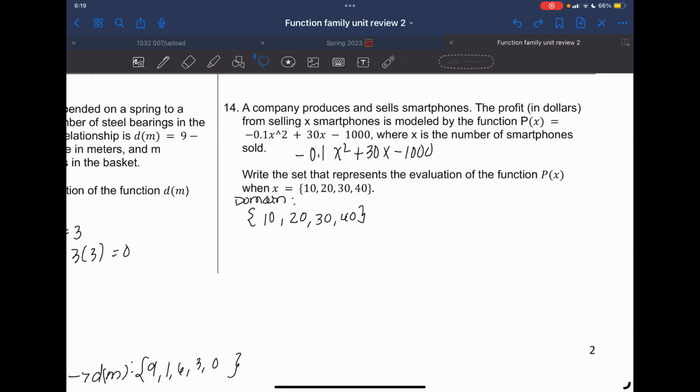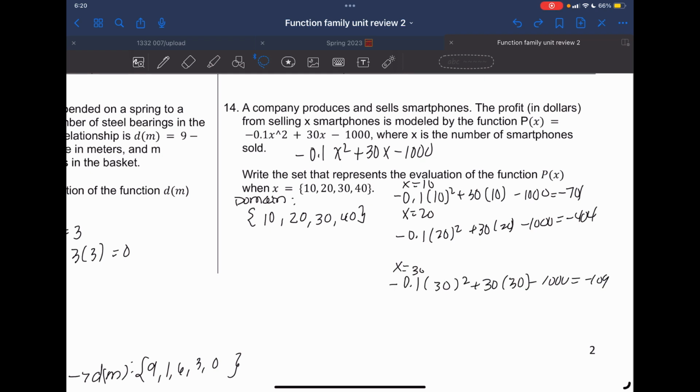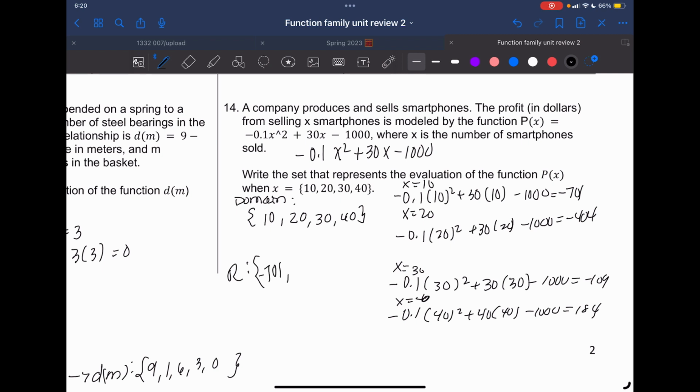So we're going to substitute x equals 10 into the equation. When I rewrite the equation, remember I'm typing it out the way you would enter it into the calculator. So it'd be negative 0.1x squared plus 30x minus 1000. And so when we evaluate that, we get negative 701. At x equals 20, when it's evaluated, it's negative 404. X equals 30, the evaluation is negative 109. And when x equals 40, our evaluation is 184. So that makes our range equal to, and we're just going to list the numbers the way it came out, negative 701, negative 404, negative 109, and 184.